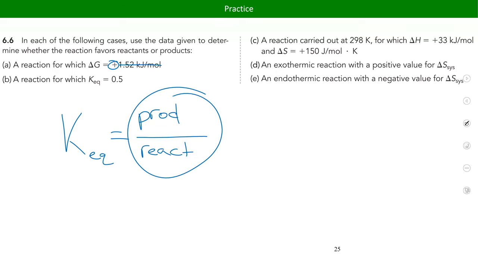If we want to actually do any math with it, obviously the numbers matter and the exact reaction matters and things like that. But more broadly, qualitatively, we just think of it like this. Reactions carried out at 298 Kelvin, for which delta H is plus 33 kilojoules per mole, and delta S is plus 150 joules per mole Kelvin.